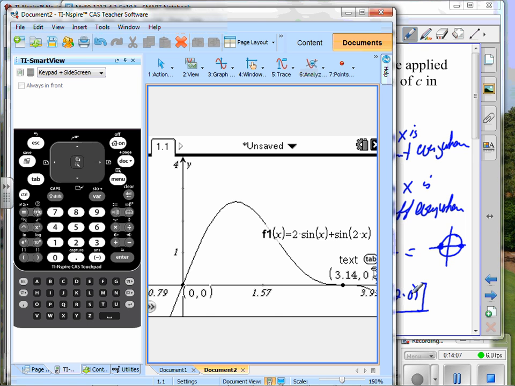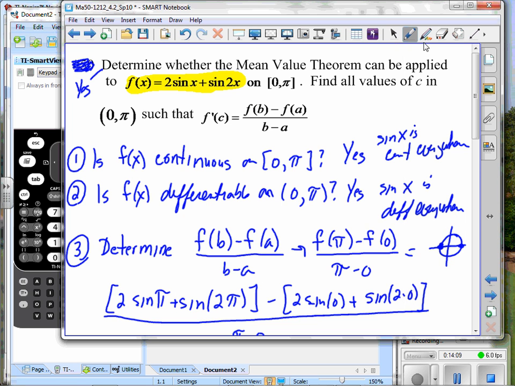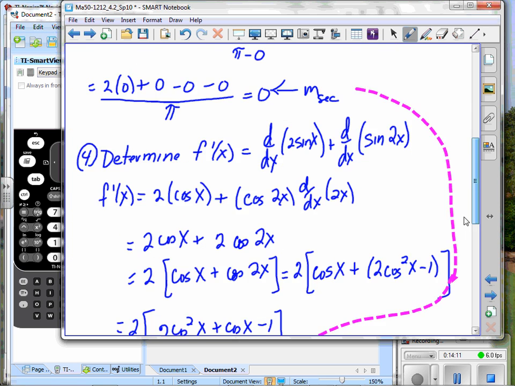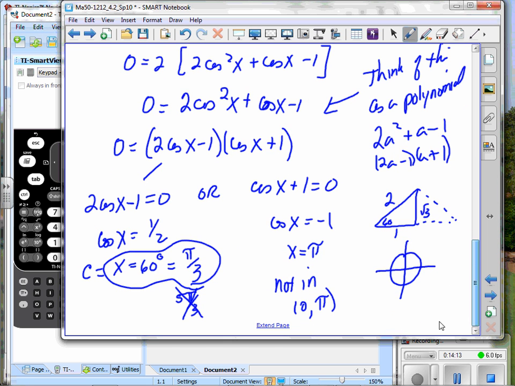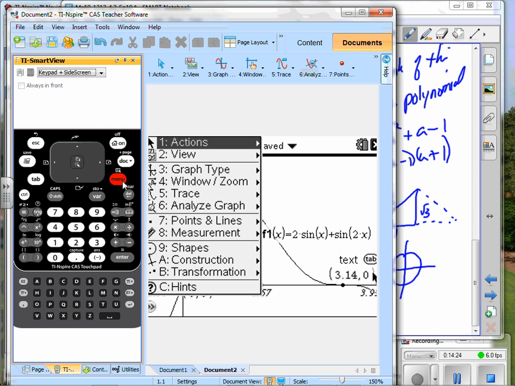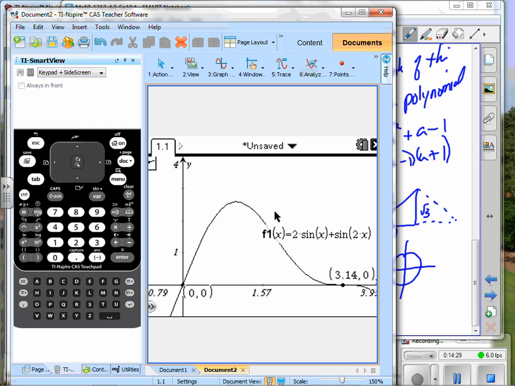Now, we're saying that over here, if we're looking at a point at pi divided by 3, a tangent at that point has the same slope value as our secant. So I'm going to put another point on. This time a point up here. I'm going to change the coordinates of that to be pi divided by 3.